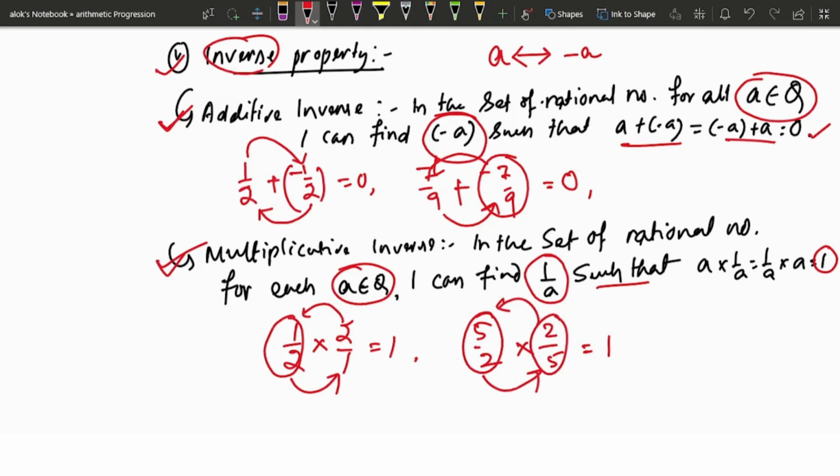Multiplicative inverse is also called the reciprocal. Okay, so 1 by 2 is called the reciprocal of 2 upon 1 and 2 upon 1 is the reciprocal of 1 upon 2, and this also. So this is all about your 5 properties of rational numbers.